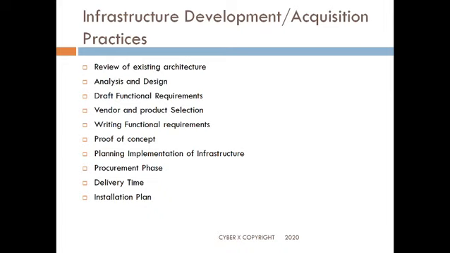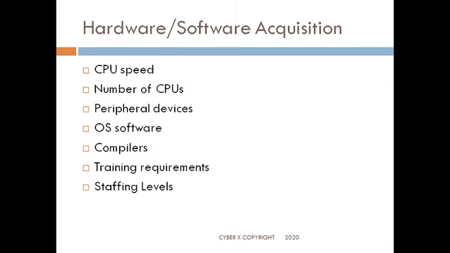Then functional requirements would be drafted and written out. The proof of concept would be developed. And the planning for the implementation of the entire infrastructure will be brought out. You would have a procurement phase here. You would have a delivery time and an installation plan.